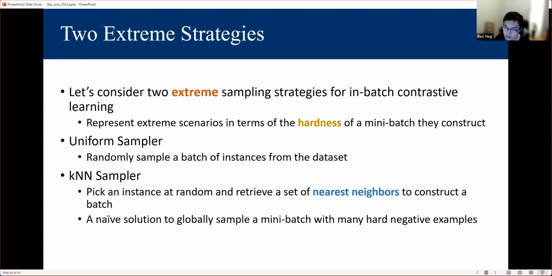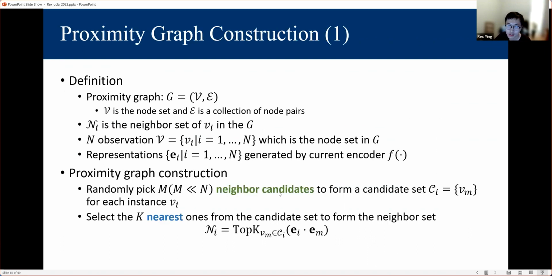But the problem is there can be some false negatives, right? Because you are using nearest neighbor, there could actually be some positives in the set of negative samples you choose, and that will really confuse your classifier. So both approaches can have shortcomings, right? So what we want to do is to bridge between this nearest neighbor versus random sampling.